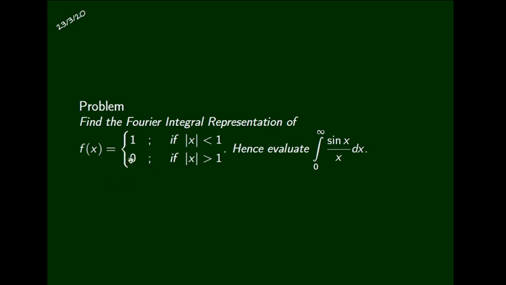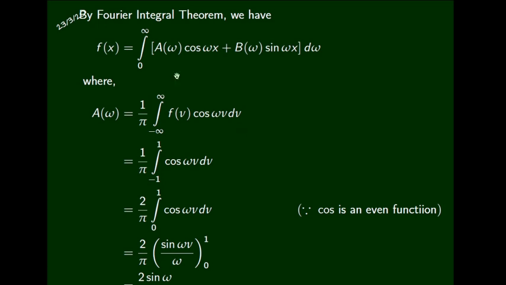It has two values, namely 1 when mod x is less than 1 and 0 when mod x is greater than 1. Using this Fourier integral representation, we are going to evaluate the integral from 0 to infinity of sin x by x dx. The sin x by x is called the sinc function. We evaluate this area under the sinc function using this Fourier integral representation of f of x. First of all, we start with the definition of the Fourier integral theorem.